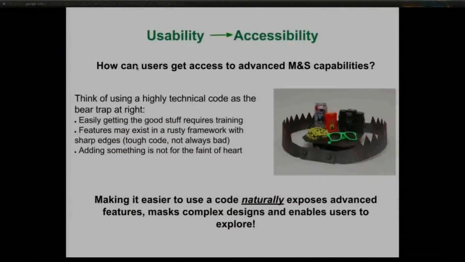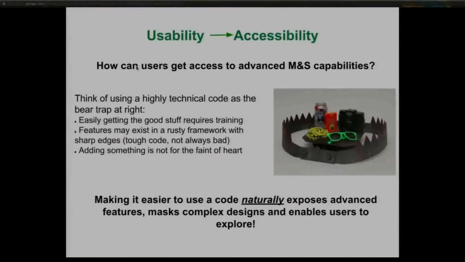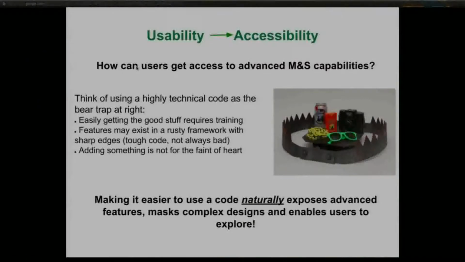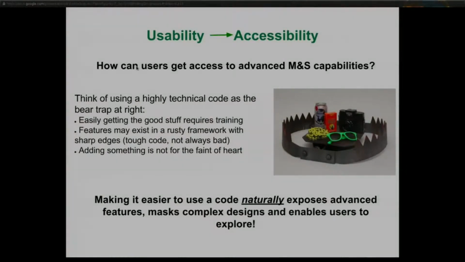And I like to argue that usability goes to accessibility. That is to say, usability is what gets our advanced techniques and capabilities as a laboratory out the door. And so we have to think about, when we're making these codes, how can people get access to these capabilities when what we have traditionally developed, and I know this is a bit of a strong statement, is the computational equivalent to a bear trap.